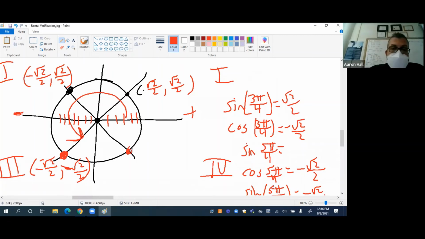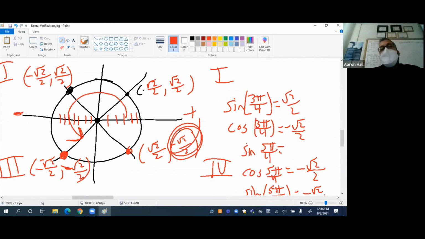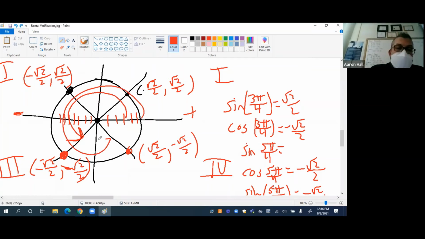What about over here? What's this point right here? Square root of 2 over 2, and then negative the square root of 2 over 2. Yes. Okay, why is this negative? Because the y is negative on the x positive. Yeah, in the fourth quadrant, x is positive, the y is negative. So what's the rotation to get to this point? 7 pi fourths radians.